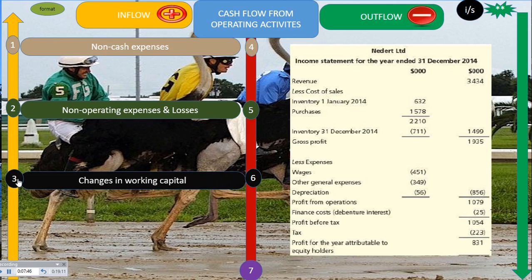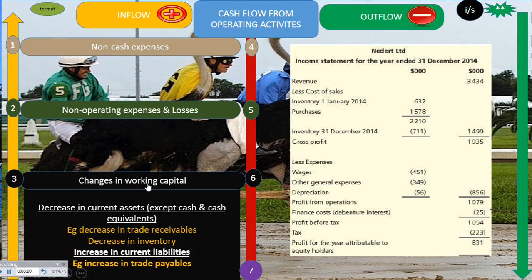Now, changes in working capital. You need to understand two things: current assets and current liabilities. Working capital is current assets minus current liabilities, remember that. If there is a decrease in current assets, except your cash and cash equivalents, we need to add it to show it as an inflow. So a decrease in trade receivables or a decrease in inventory, we are going to add it. It's very simple. The decrease in trade receivables is the portion of cash receipt, same way for inventory.